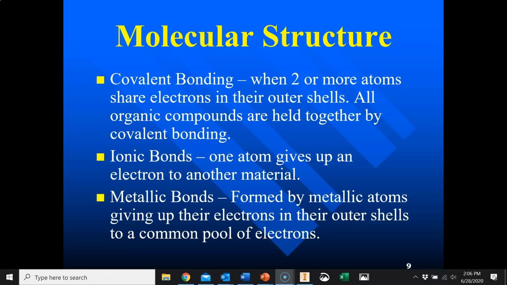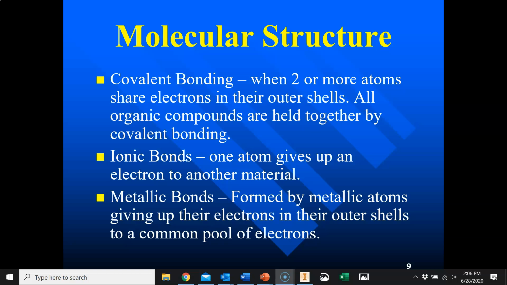Ionic bonds are formed when one atom gives up an electron to another atom of a different material. This makes the first atom positively charged and the second negatively charged, and that causes them to attract to each other, forming a new substance.